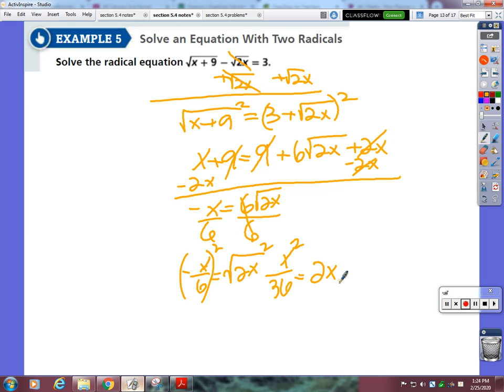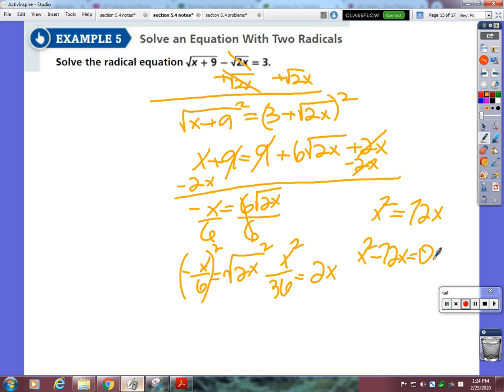How do I proceed from here? I could divide by 2, or I could multiply by 36. I'm going to multiply by 36 because that gets rid of the fraction, and I don't like fractions very much. So that means x squared equals 72x. Just like all the other ones, I have an x squared in my equation I'm trying to solve, so I'm going to get it equal to 0. So x squared minus 72x equals 0.